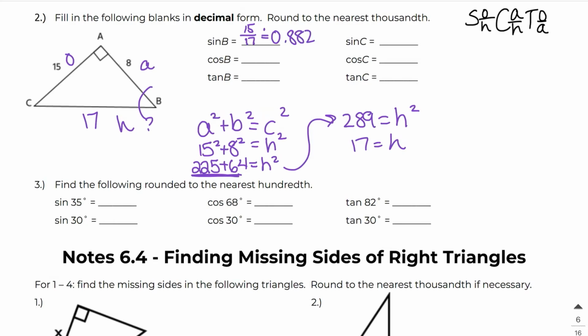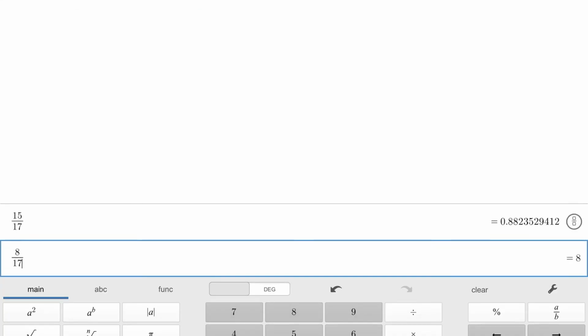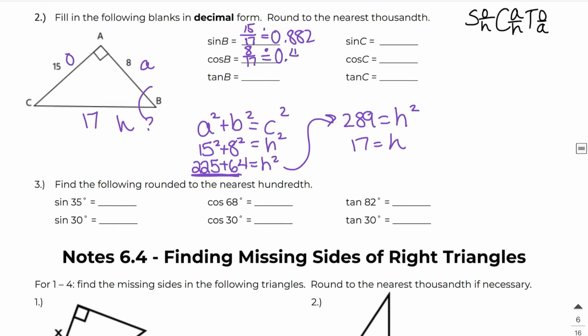Okay, now for cosine of B, cosine is adjacent over hypotenuse, so I'm going to do adjacent over hypotenuse, 8 over 17. I will type that into my calculator and see what that is approximately. So 8 over 17 gives me approximately 0.47, and then there's a 0, but the 0 is followed by a 5, so that's 0.471. So here we know this is 0.471.